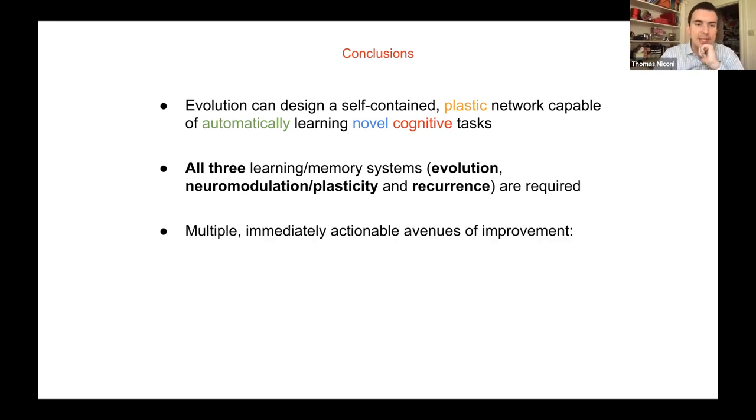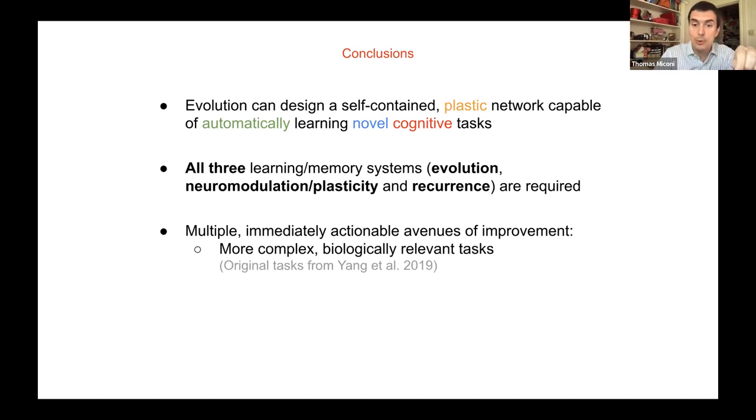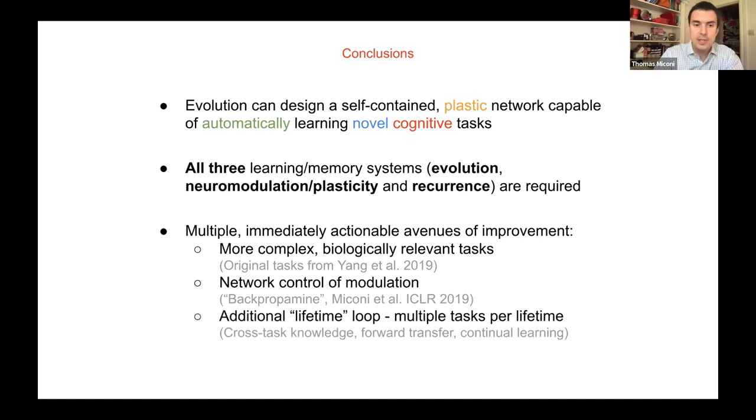Now, one good thing about this system is that what I showed you is very much an initial version of the project. There are many possible ways in which you could improve it and make it both more powerful and more interesting. The obvious thing would be to have more complex and biologically relevant tasks, which is just implement the actual original task from the Young framework. You could put the neuromodulation under control of the network itself, as in the paper that Mei was talking about.